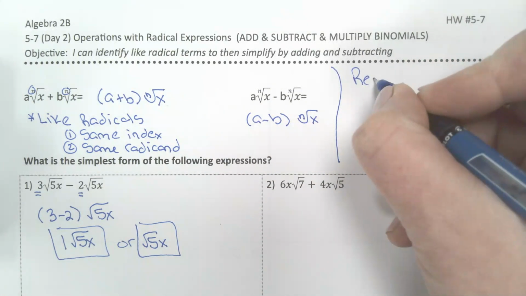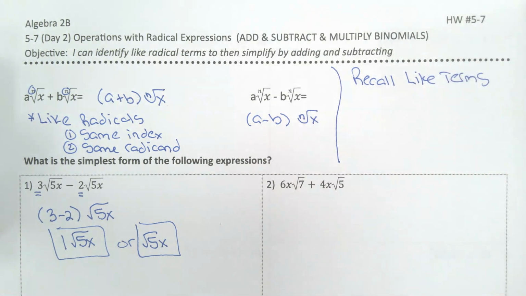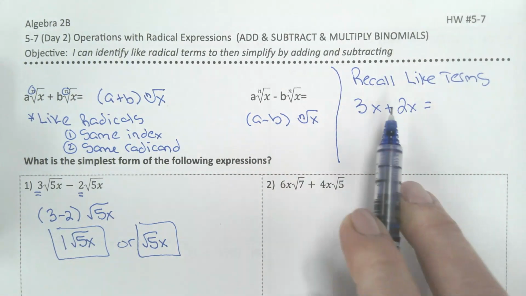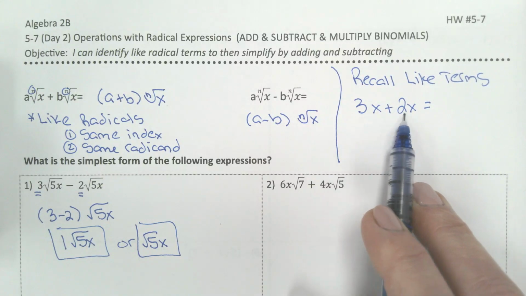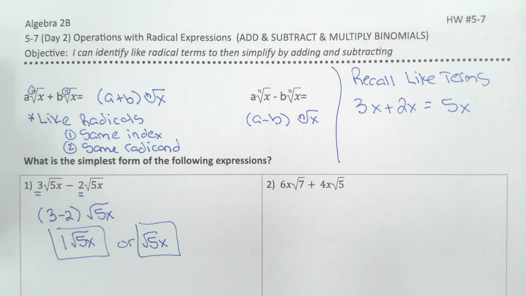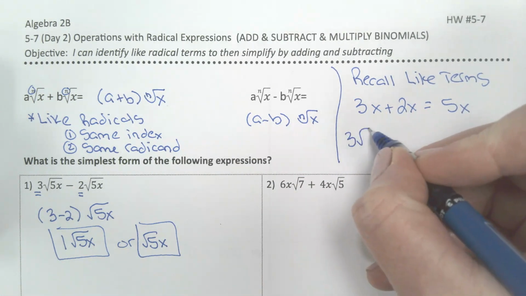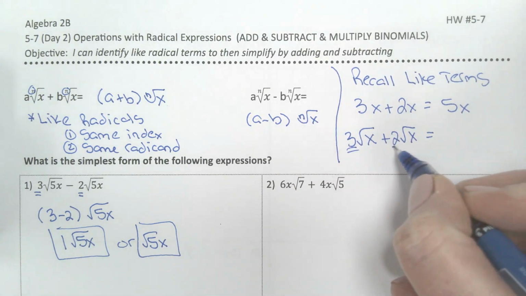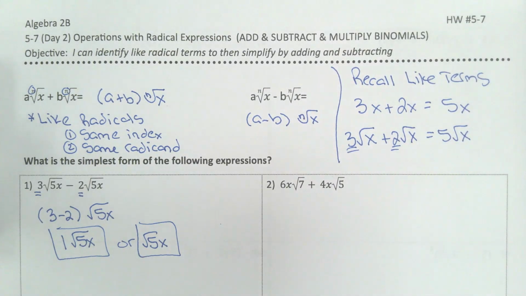So I would like for you to recall like terms. Like terms would be like 3x plus 2x. As long as you have the same variable right there, you just add the numbers out in front. So 3 and 2 equals 5x. Same thing with radicals. If I have 3 radical x plus 2 radical x, all you got to do is add those numbers out in front, and you get 5 radical x.